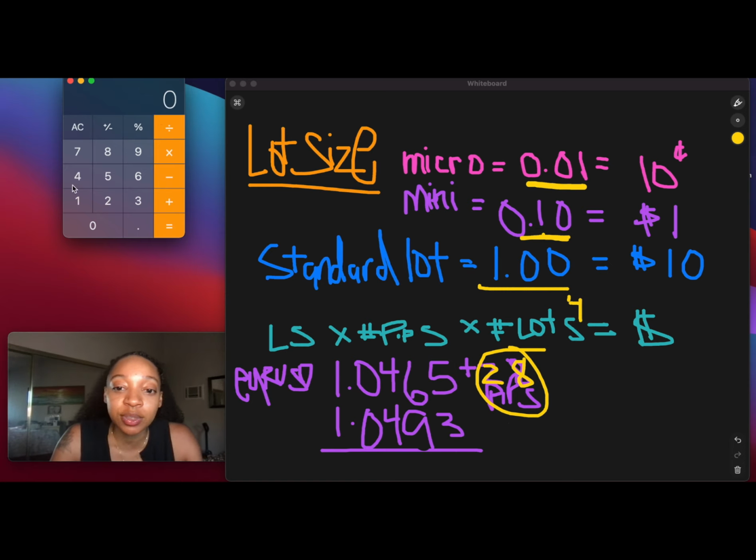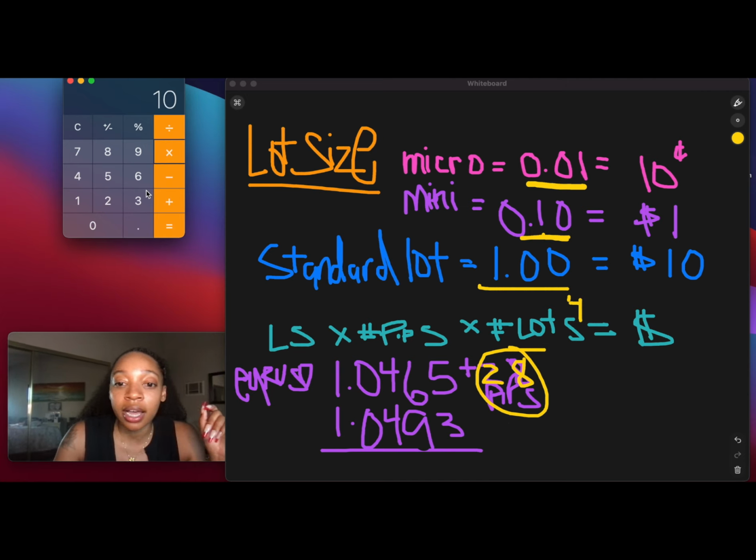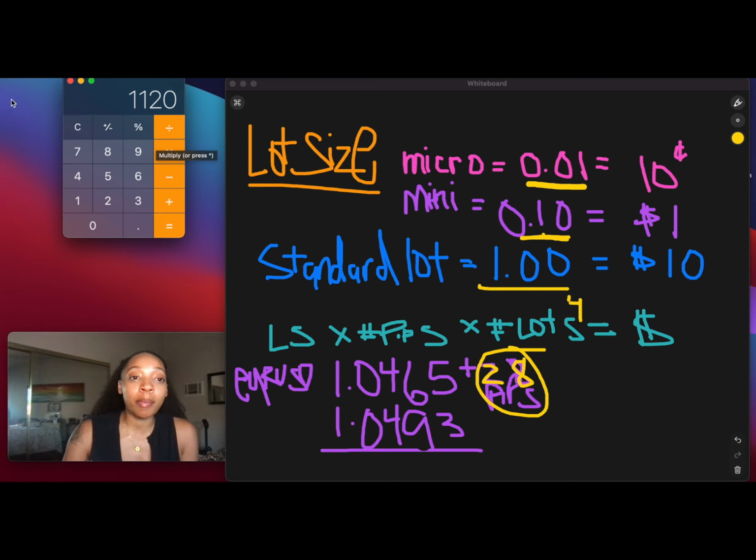So bam, let's hop into the next one. Easy peasy lemon squeezy, right? We're gonna do $1 times 28 pips times 4, and you would have made $112 off of 28 pips. And last but certainly not least, let's do the biggest one, which is $10 times 28 pips times 4 lots, and that gave us $1,120. So bam, that would be our profit.